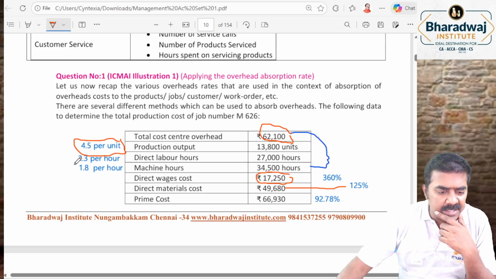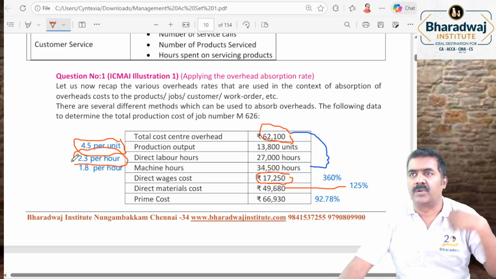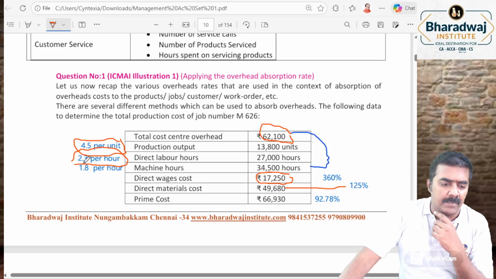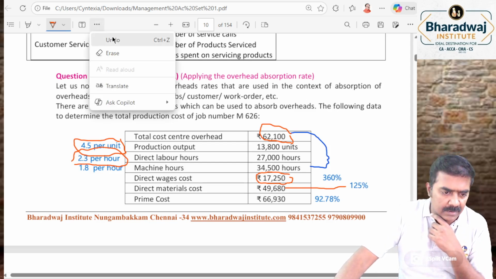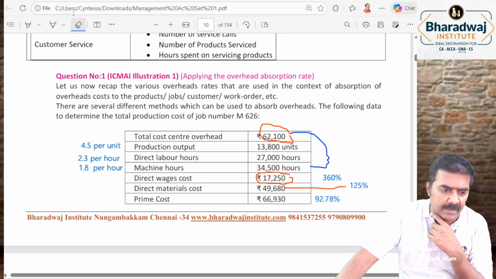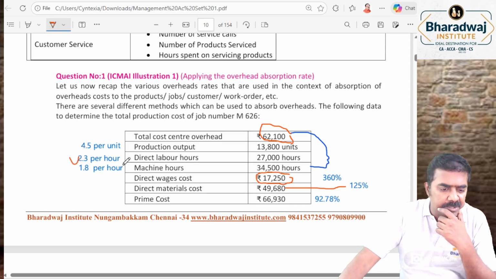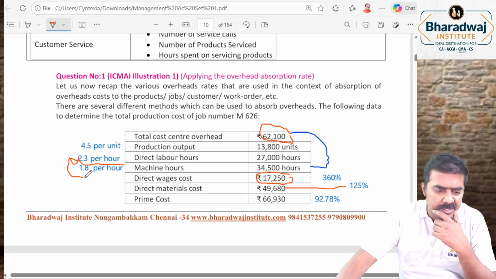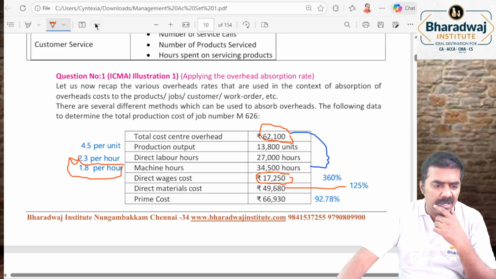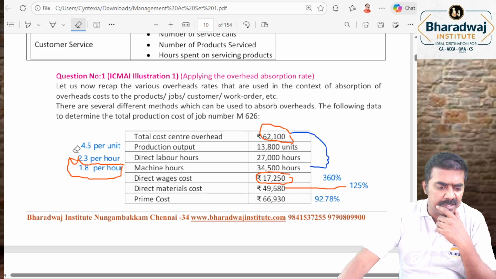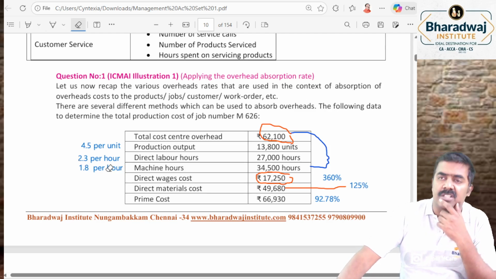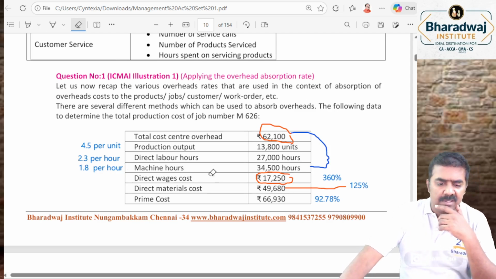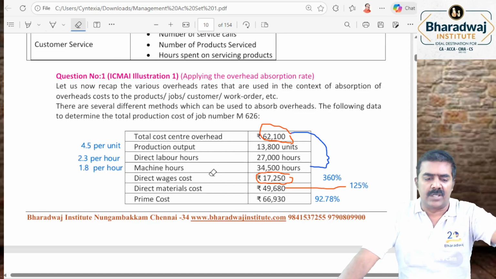If I work it out based on direct labor hour, for example, my workers are working for your product. For every 1 hour worked by my labor, how much will I charge you? 2.3 per hour. Suppose I do the work only with machines, no manual labor is involved, the work is machine based. Now I will charge how much? 1.8.